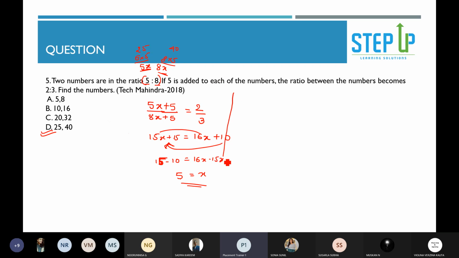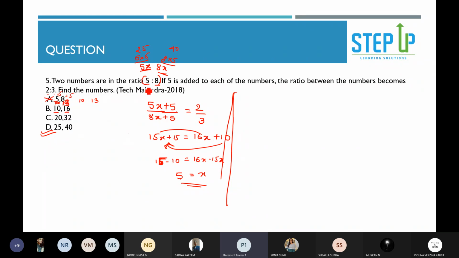Now how will I approach if I don't want to get into all this? 5 and 8. If I add 5 to both, this will become 10 and this will become 15. Is it in the ratio of 2 is to 3? No, ma'am. 8 plus 5 is 13, not 15. So you will get 10 and 13. Is it in the ratio of 2 is to 3? No, ma'am. Option eliminated.